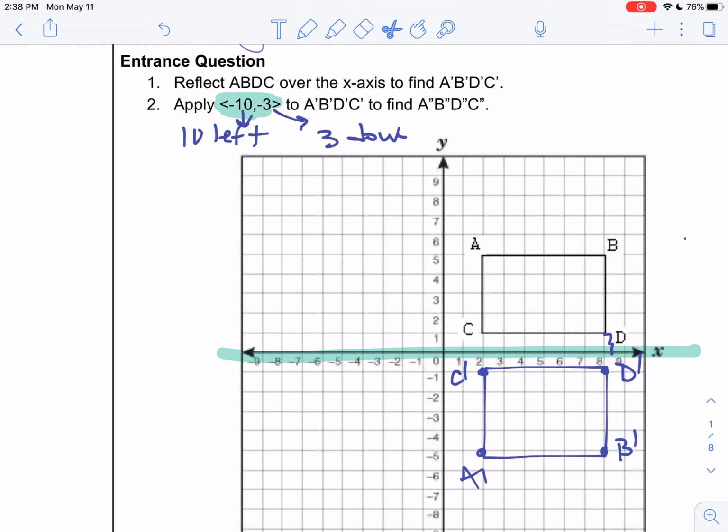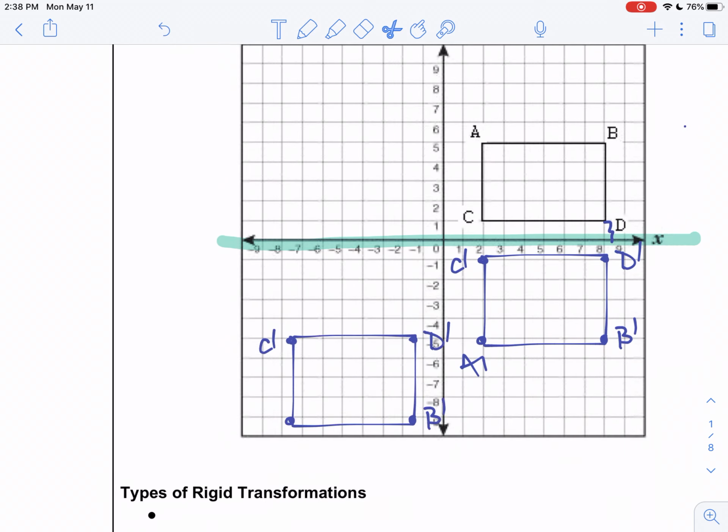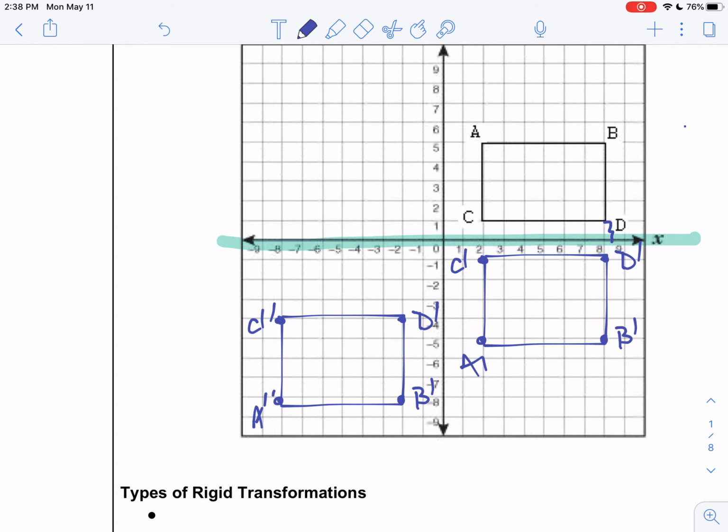All right, and I'm going to move 1, 2, 3, 4, 5, 6, 7, 8, 9, 10 units to the left, and 1, 2, 3 units down to get to my final destination. And we'll name that A double prime, B double prime, C double prime, D double prime.